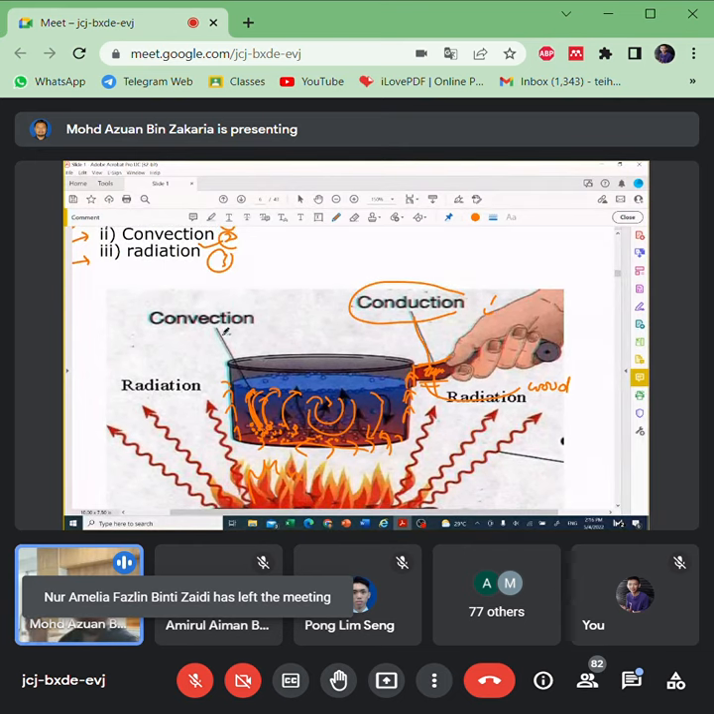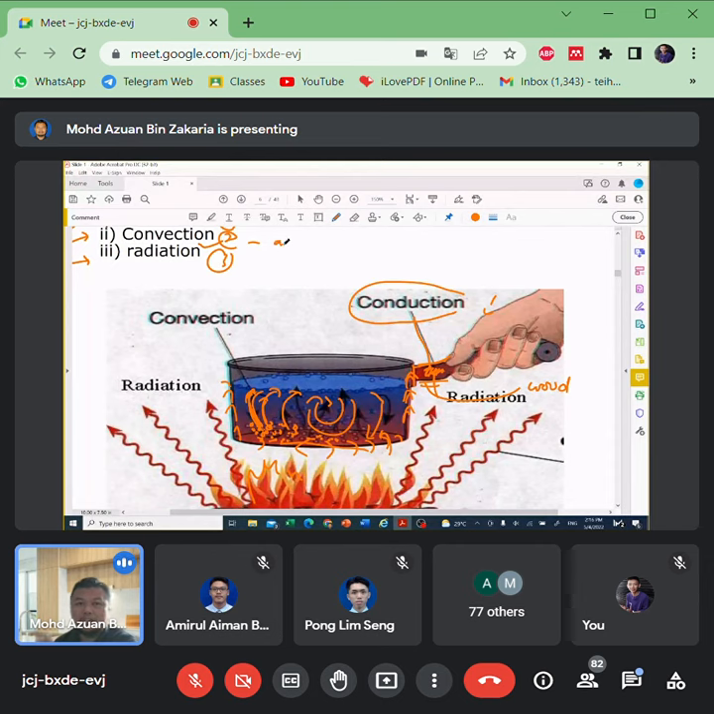Convection not only happens within fluids, but it can also happen in the air. Heat transfer through air we also call convection, because in the air we also have some humidity, and it will transfer from one place to another place.